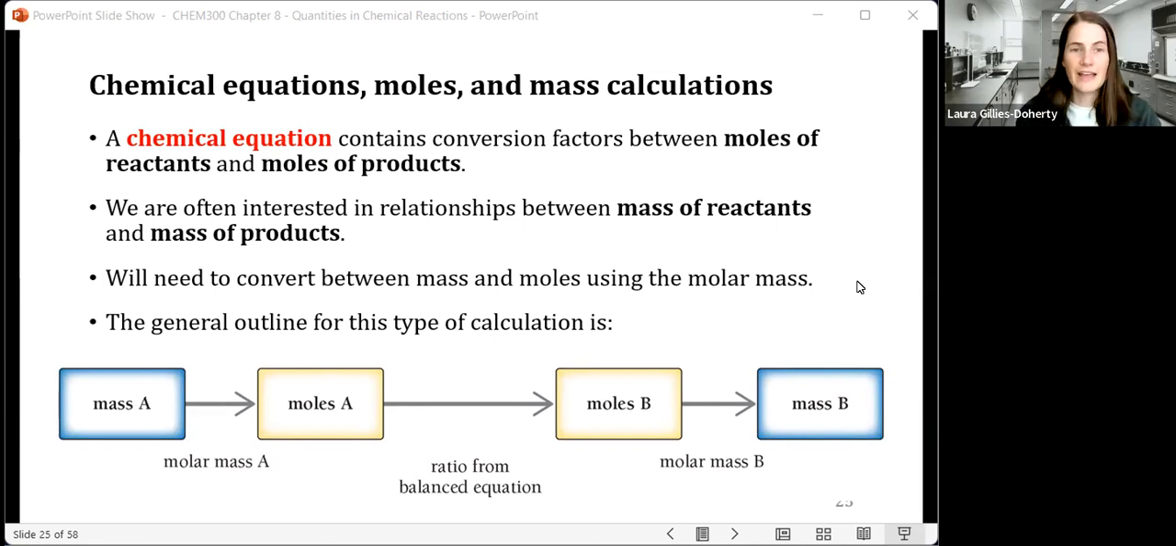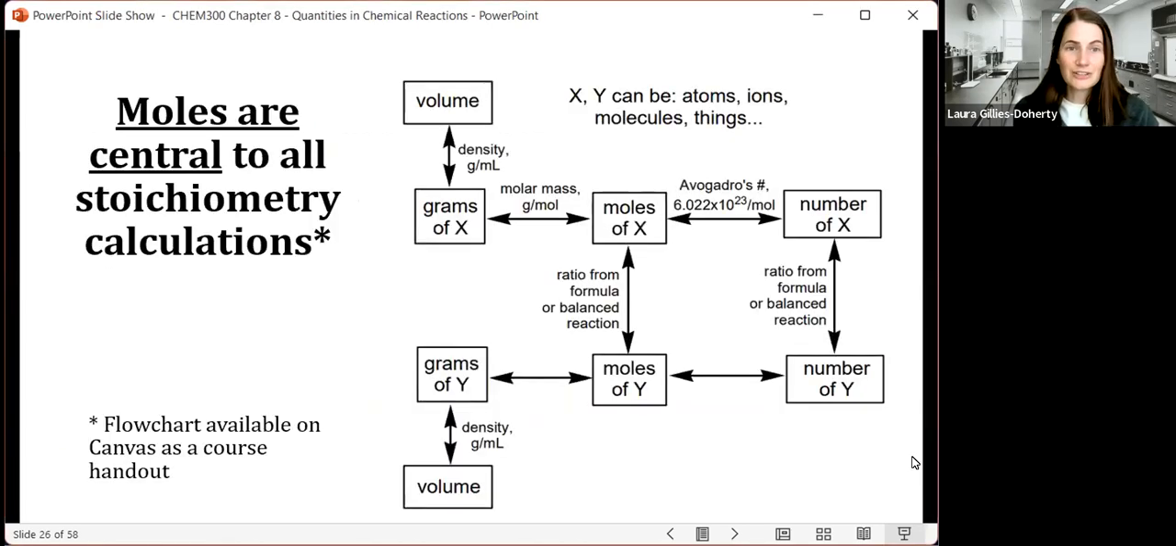So given mass of A in a reaction, we could use the molar mass of substance A to convert to moles of A. And then we could use the ratio from the balanced chemical equation to convert that to moles of B, another substance in that same chemical reaction. So moles are going to be central to all stoichiometry calculations.